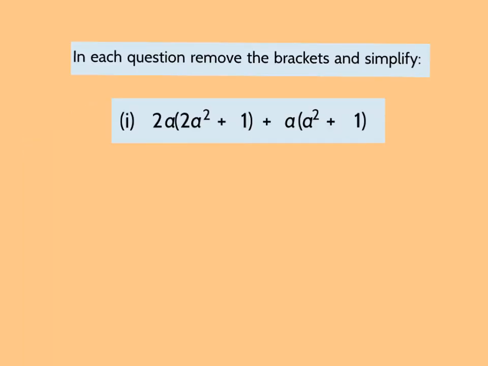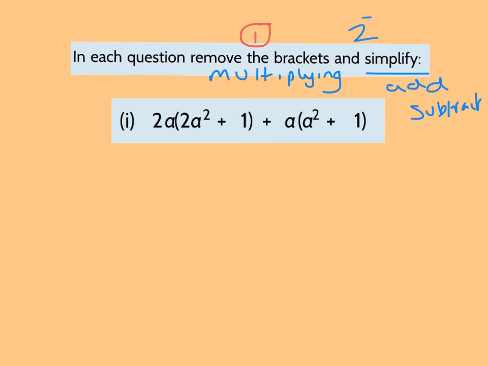Okay, so let's combine the skills then that we've learned: multiplication, adding and subtracting. Let's first of all look at this. In each question, remove the brackets. So that's the first thing we need to do. Removing the brackets we know is another term for multiplying. And then simplify means add or subtract any terms that need to be added or subtracted. And that's our second step. Okay, so let's do our first step first.